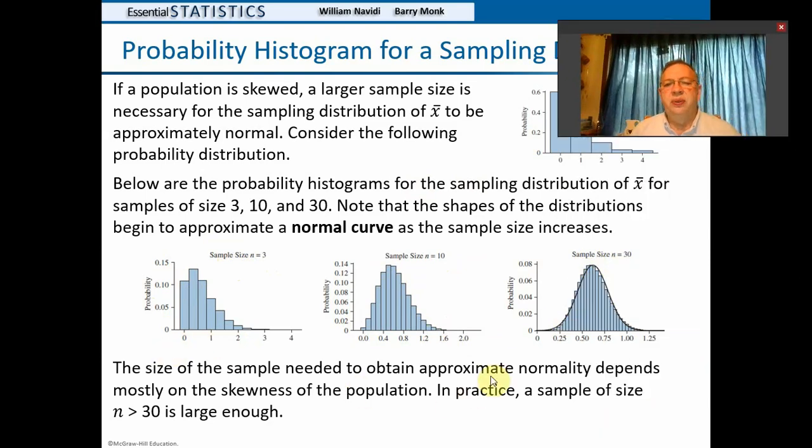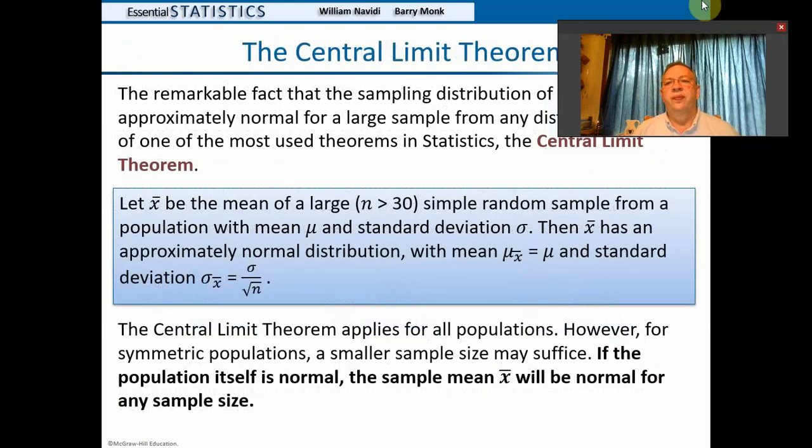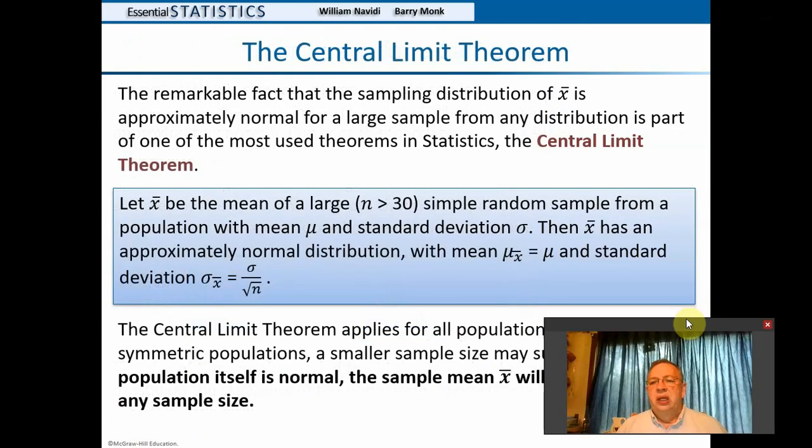So the size of the sample needed to obtain approximate normality depends mostly on the skewness of the population. In practice, a sample size n greater than 30 is large enough, unless the population is normal, then any size is going to be normal. So the remarkable fact that the sampling distribution of X bar is approximately normal for a large sample from any distribution is part of one of the most used theorems in statistics. That's the central limit theorem.